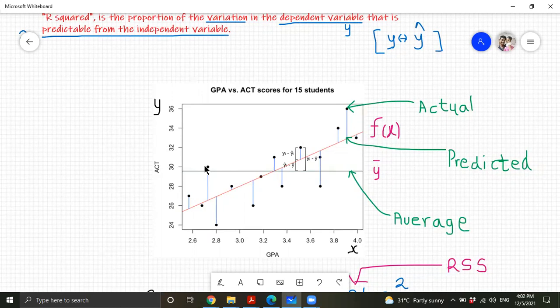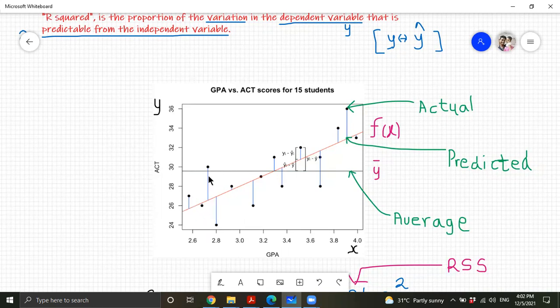So here, let me explain. These black dots are the actual data points, and this red line is our model. That's what is plotted. Let me tell you about the black line later. We can see that the red line is the model for the black dots.